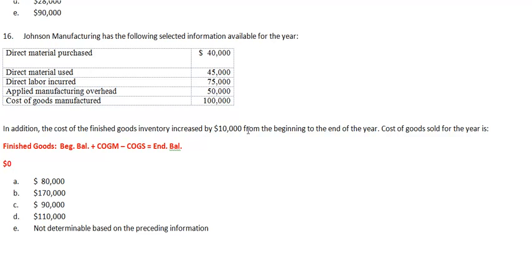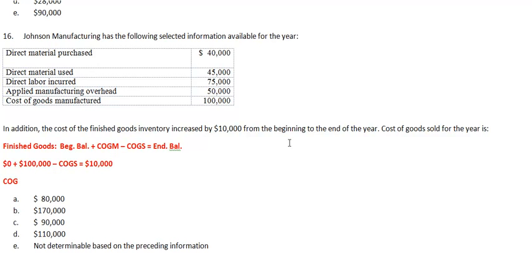So my beginning balance is 0. Cost of goods manufactured is $100,000. Cost of goods sold is what we're looking for, and I have to make the ending balance $10,000 because of this sentence: it increased by $10,000 from the beginning to the end. So this would make your cost of goods sold $90,000. So your answer on number 16 is C.